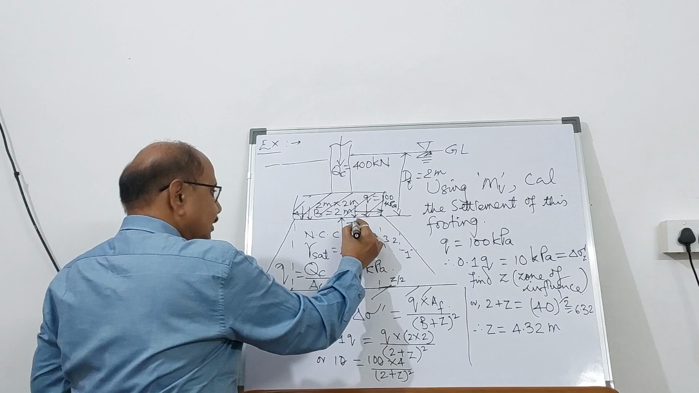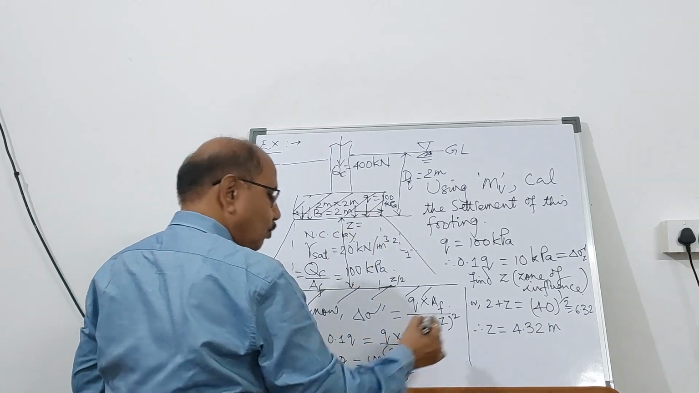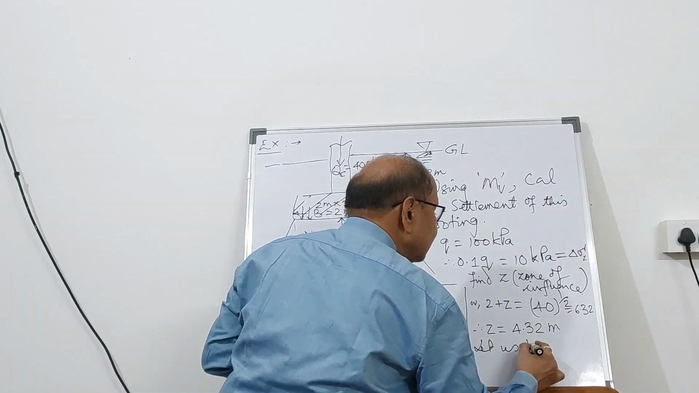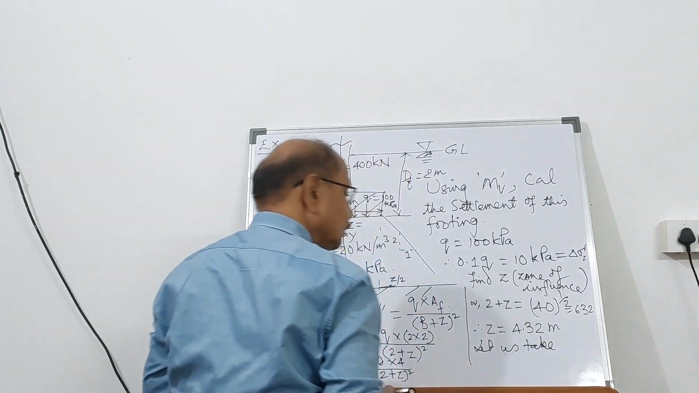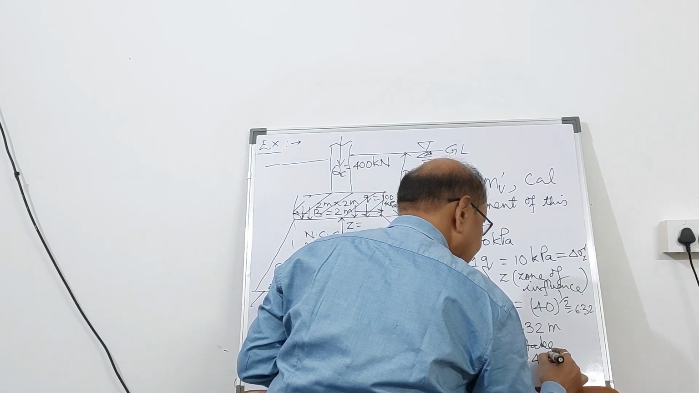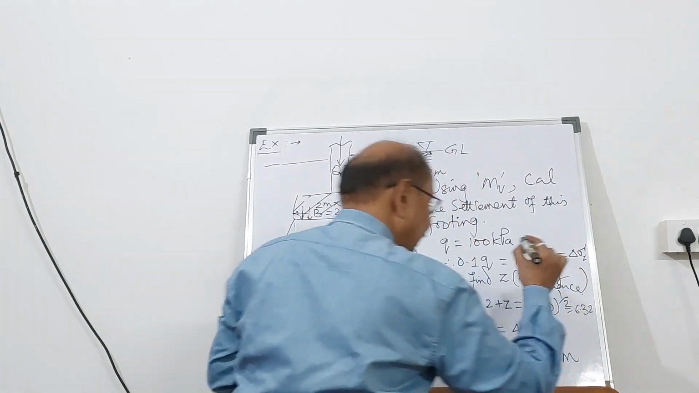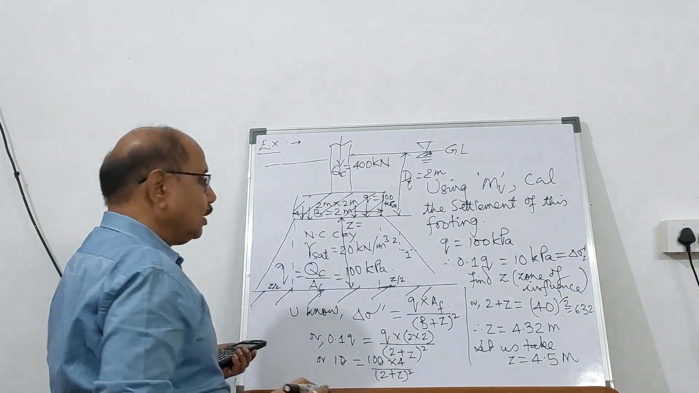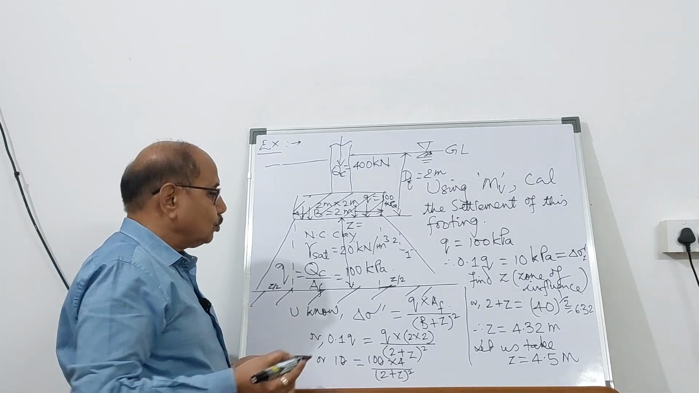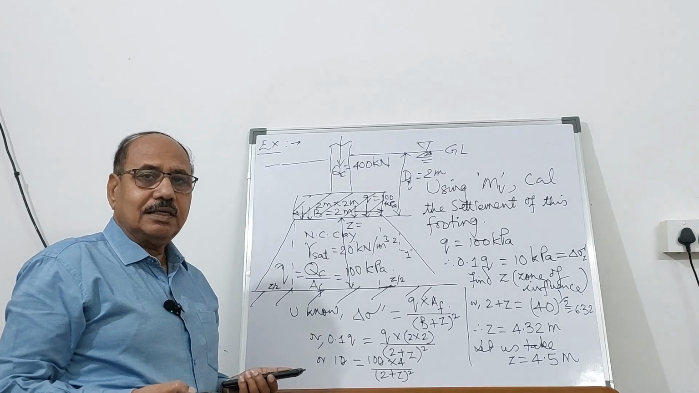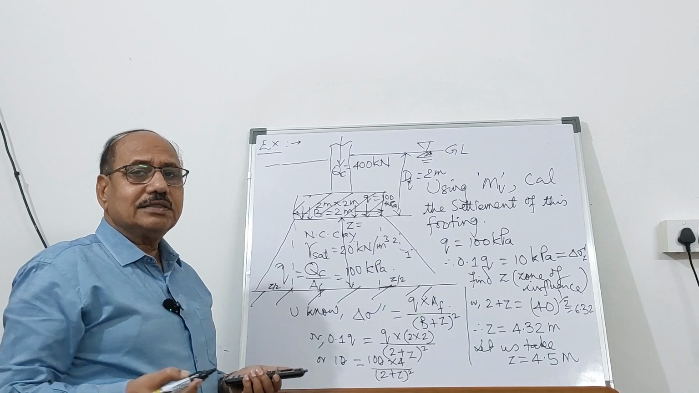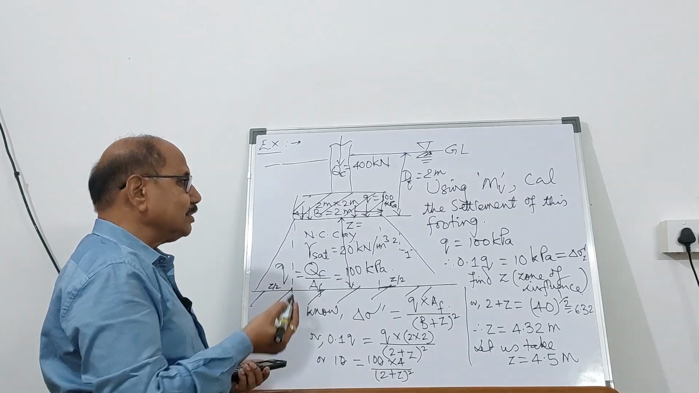So this value Z is going to be 4.32. So let's take total Z equal to 4.5 meter. Now, if you see the IS code to calculate the consolidation settlement, IS 8009 Part 1, it deals with the consolidation settlement of a footing resting over the saturated clay.